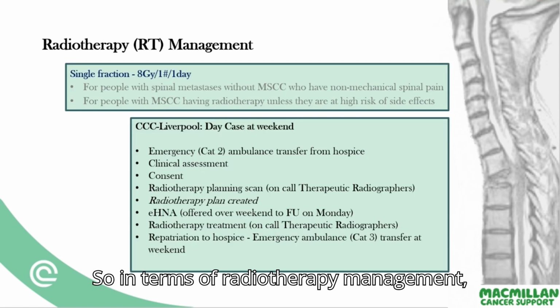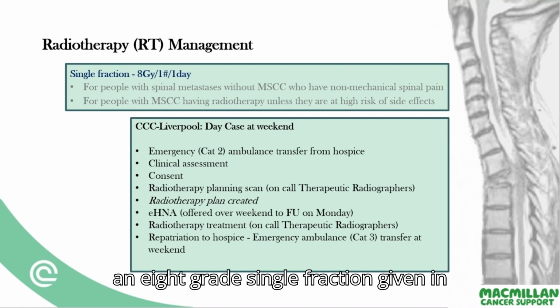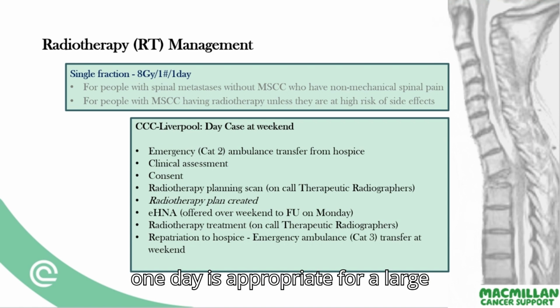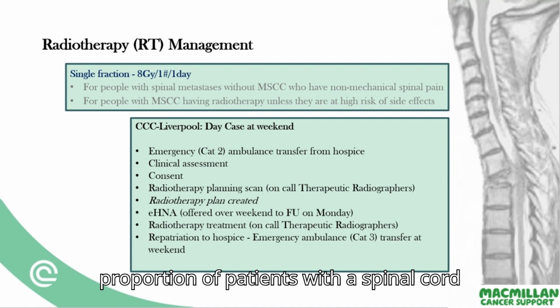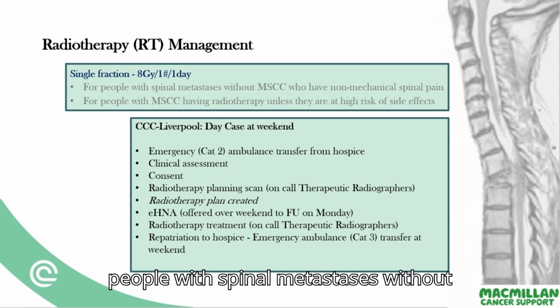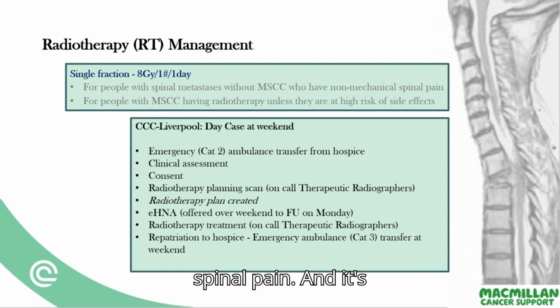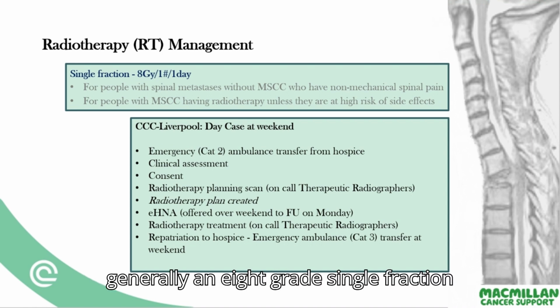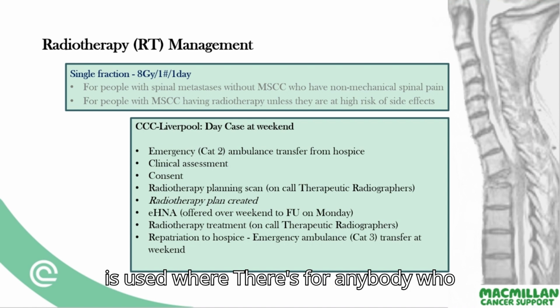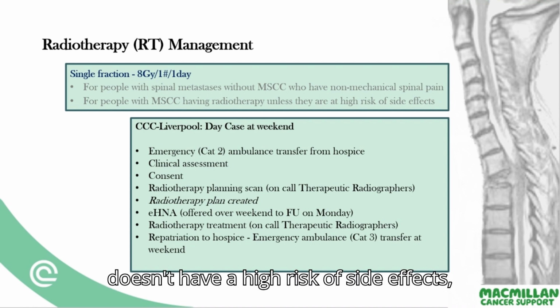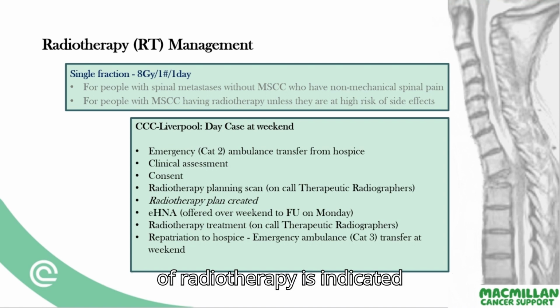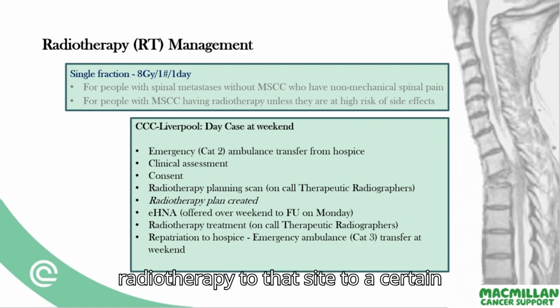So in terms of radiotherapy management, an 8-gray single fraction given in 1 day is appropriate for a large proportion of patients with a spinal cord compression. It's also indicated for people with spinal metastases without cord compression who have non-mechanical spinal pain. And it's generally used for anybody who doesn't have a high risk of side effects. So as long as a reasonably small volume of radiotherapy is indicated, and the patient hasn't had previous radiotherapy to that site to a certain dose. So 8-gray single fraction was appropriate in this case.